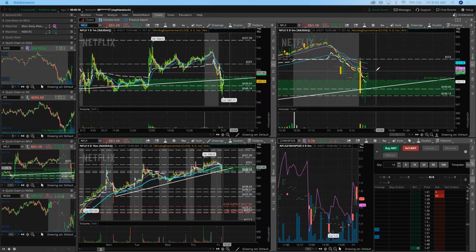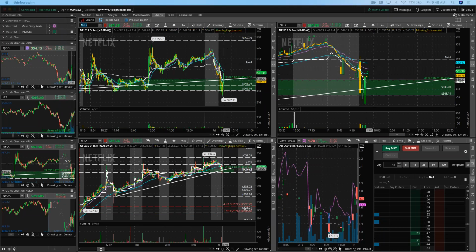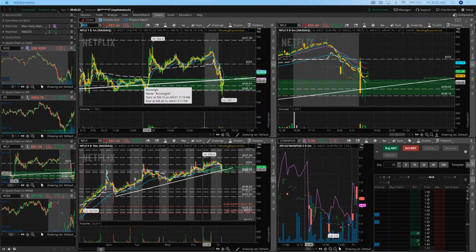Wow, I just broke that triangle to the upside. Yeah, Netflix is ranging too. So it looks like things are bullish. This is crazy.